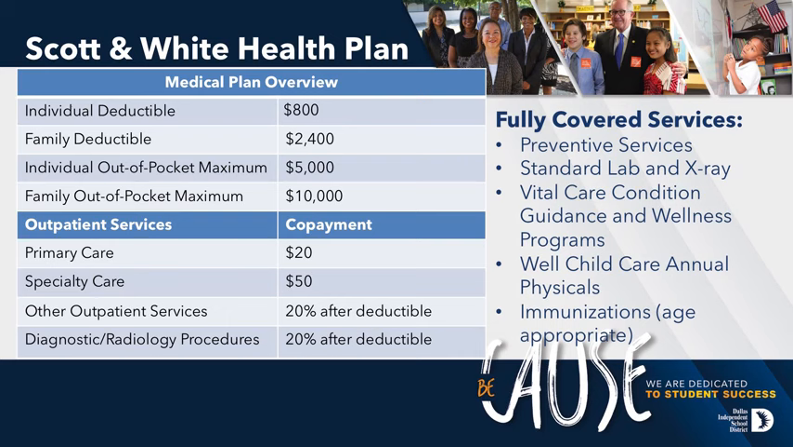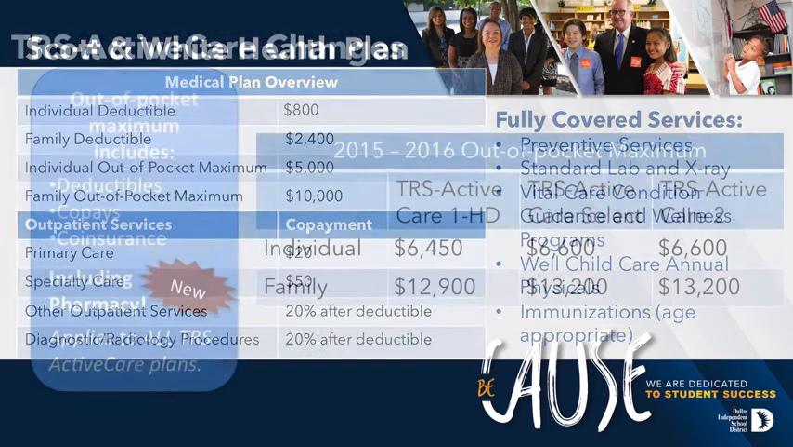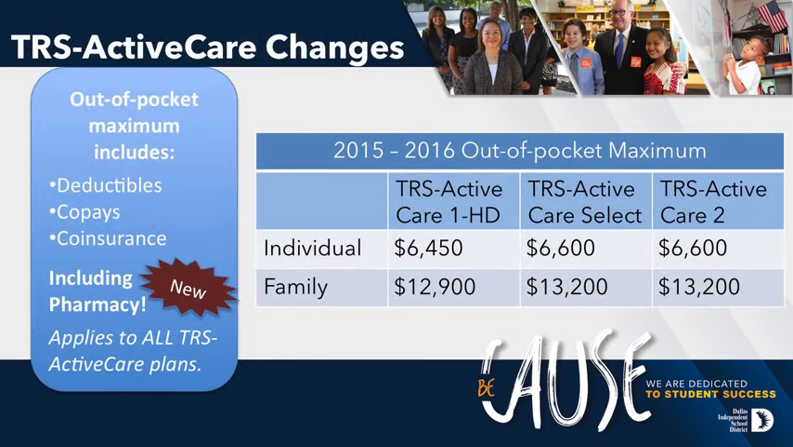There is a deductible that applies to both individual and family coverage, as well as out-of-pocket maximum. As required under the Affordable Health Care Act, preventive services are fully covered. There are some changes to the out-of-pocket maximum for the TRS Active Care plans for 2015-2016. The new out-of-pocket maximums are displayed in the chart.